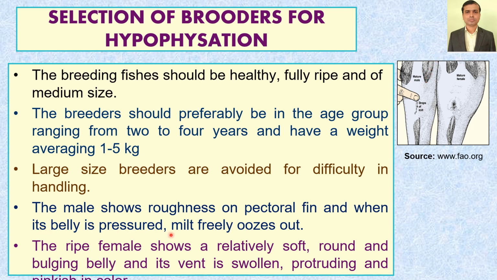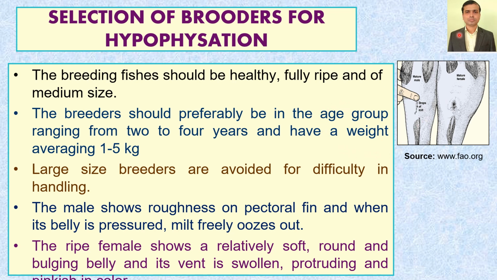The right female shows a relatively soft, round and bulging belly, and its vent is swollen, protruding and pinkish in color. Due to the retention and maturation of the eggs, the female belly becomes bulging and swollen, and its vent is pinkish in color. Likewise, we can differentiate male and female. We can easily identify them. There are some other methods also, and one popular method is catheterization.